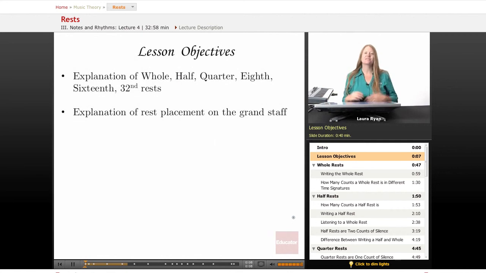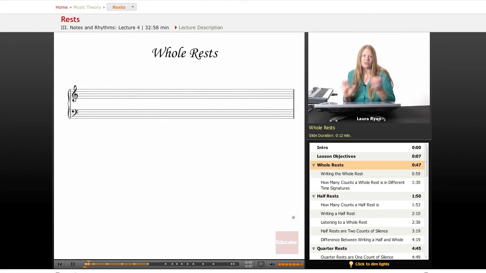So rests are silence, and our lesson objectives will be dividing rests up into amounts of silence that we can understand. We have different values, different amounts of time we hold the rest for: whole rests, half rests, quarter rests, eighth rests, 16th rests, and 32nd rests. There are rests that last longer and shorter, but that's pretty complicated, so we'll just stick to these. And then we'll also explore where to write the rests on the staff, a good place to put them so that visually it's within the flow of the other notes and rests that are happening.